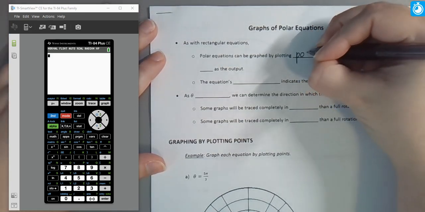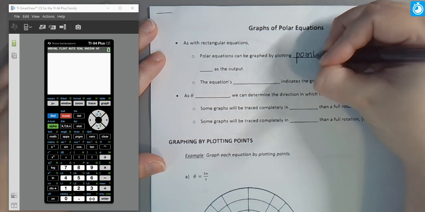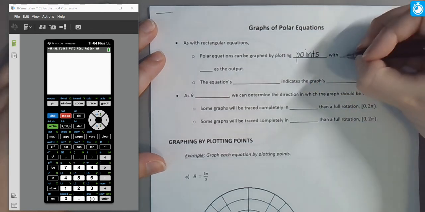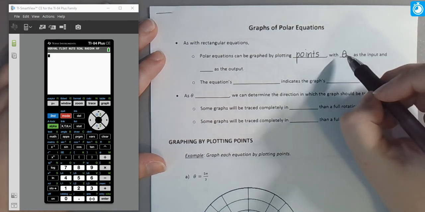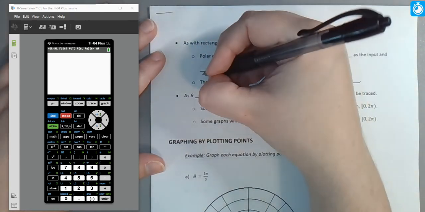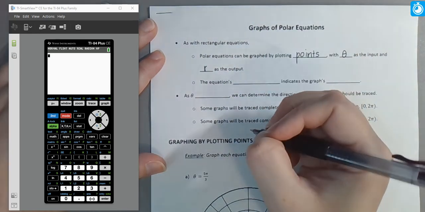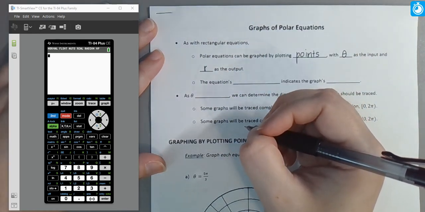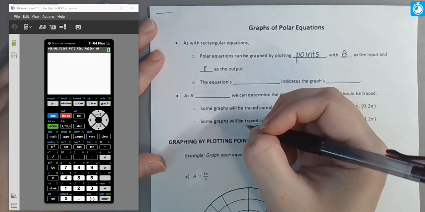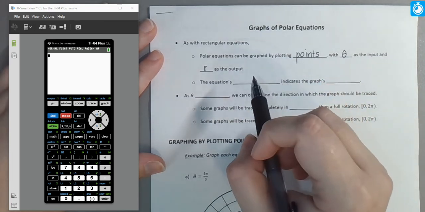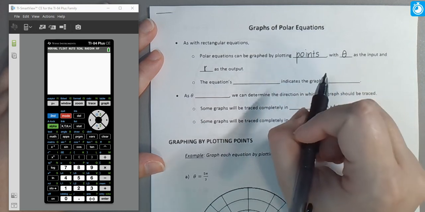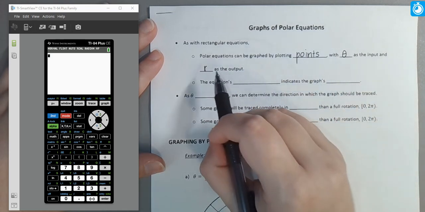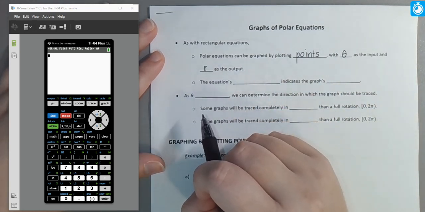So polar equations can be graphed by plotting points, specifically where we think of theta as the input. So our rotational component represents the input. And then r, our directed distance, is going to be represented as the output. It's kind of counterintuitive because when we write a polar point, we write r first and then theta second. Still, we think of theta as the input and then r as the output when we're graphing.